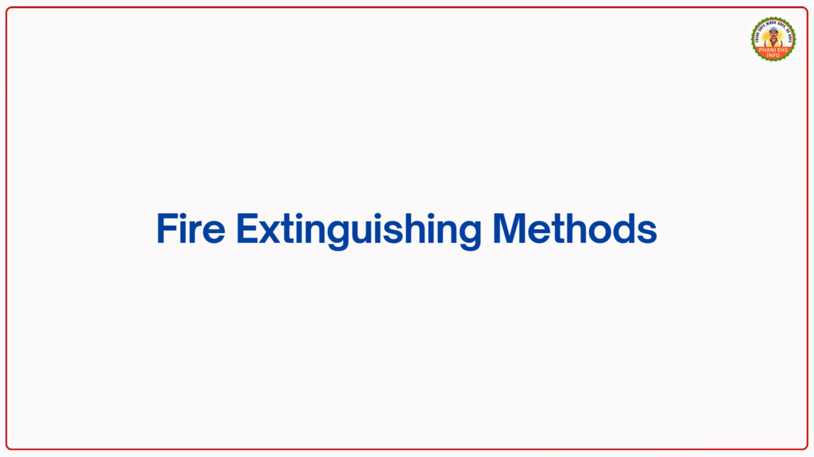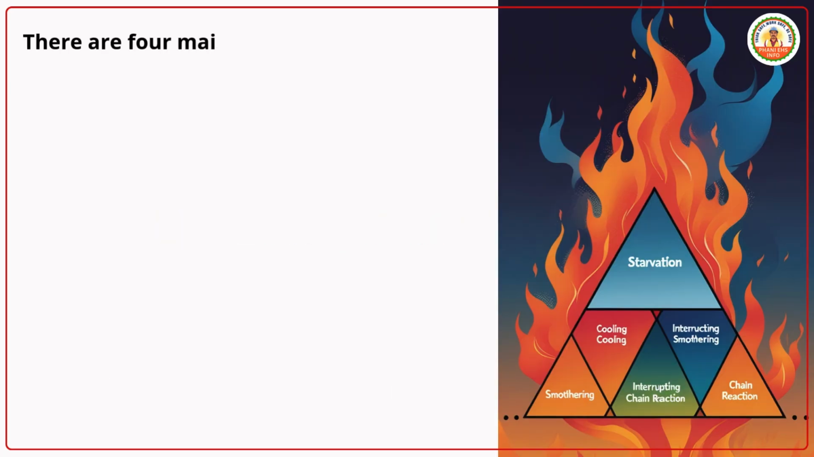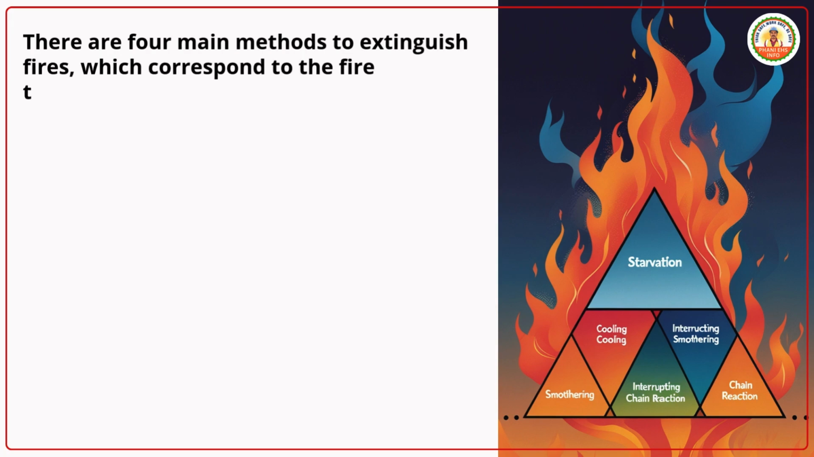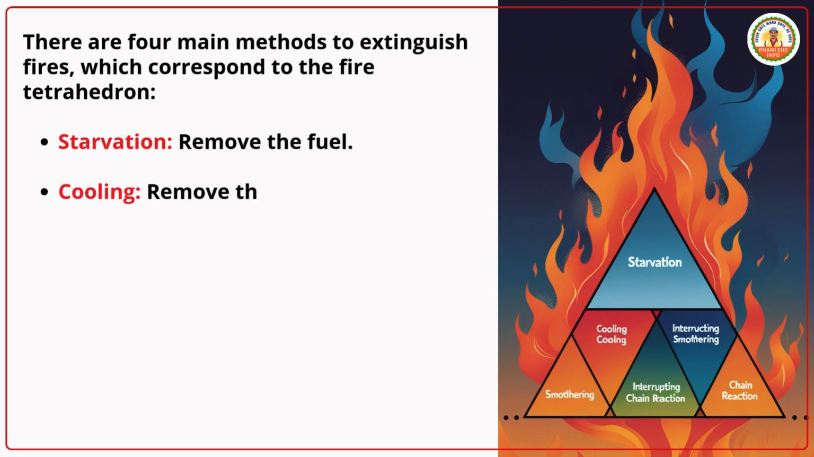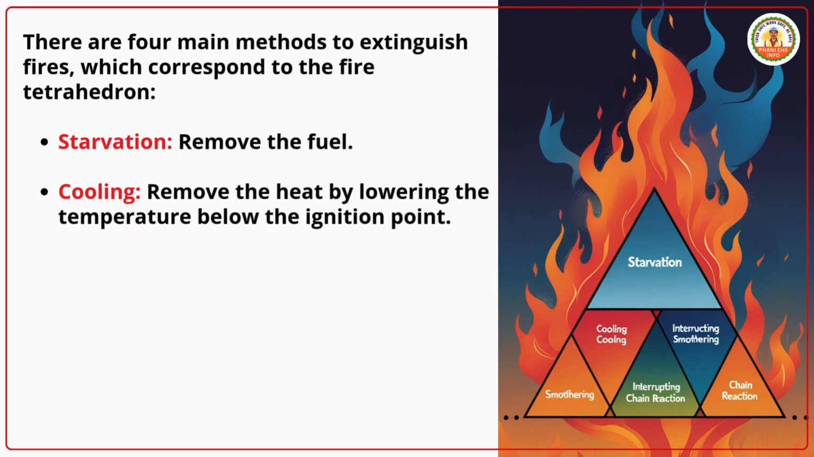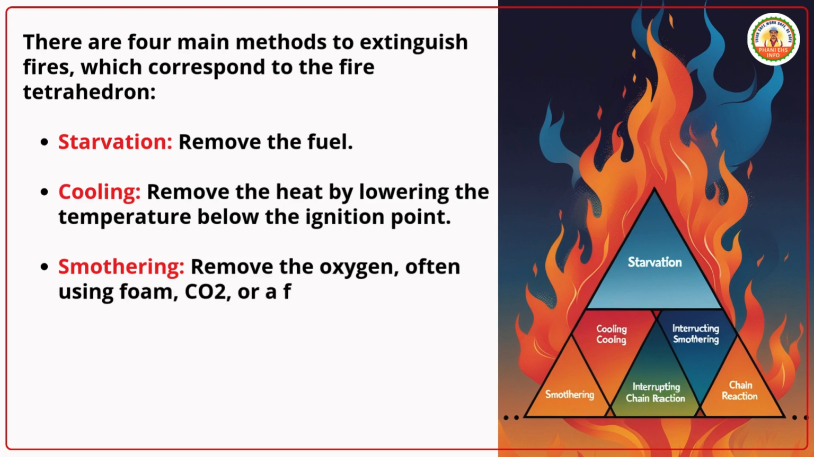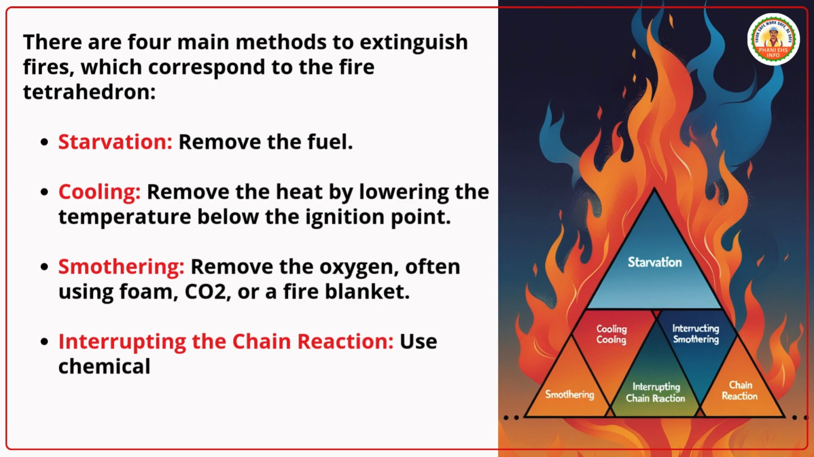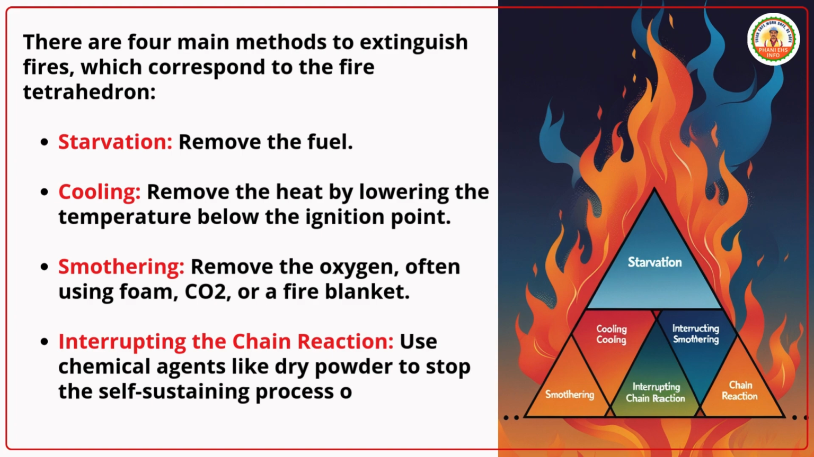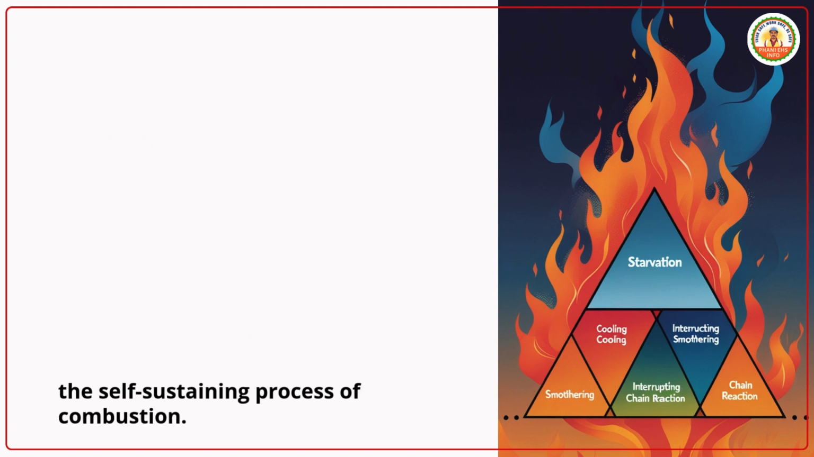Fire extinguishing methods. There are 4 main methods to extinguish fires, which correspond to the fire tetrahedron. Starvation, remove the fuel. Cooling, remove the heat by lowering the temperature below the ignition point. Smothering, remove the oxygen, often using foam, CO2, or a fire blanket. Interrupting the chain reaction, use chemical agents like dry powder to stop the self-sustaining process of combustion.